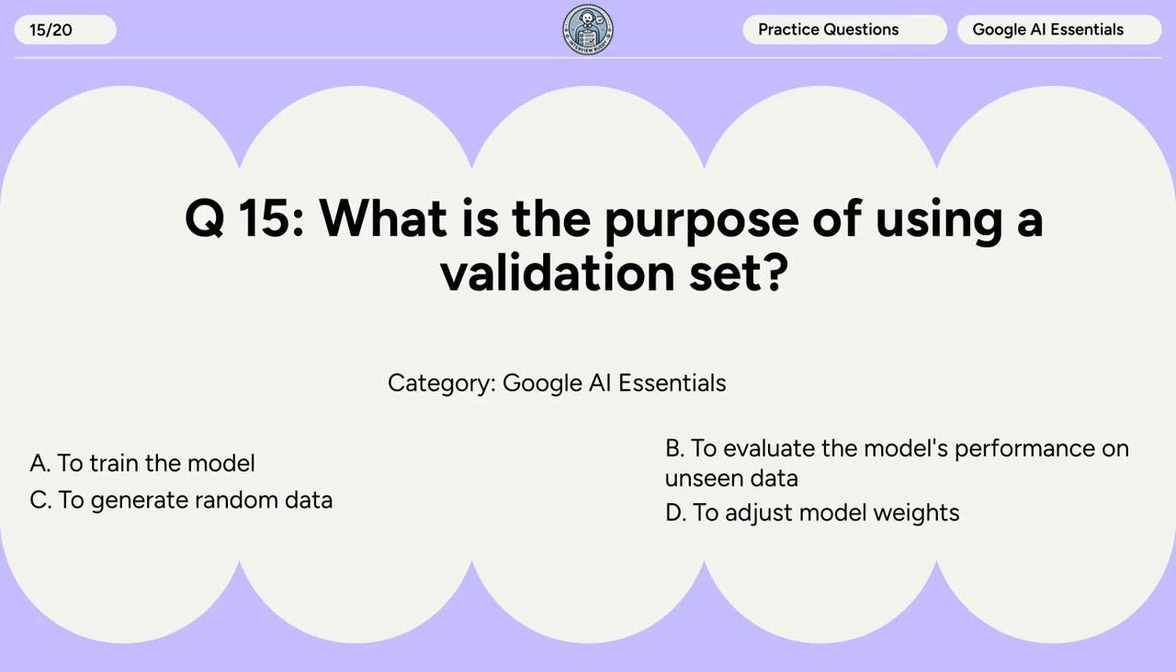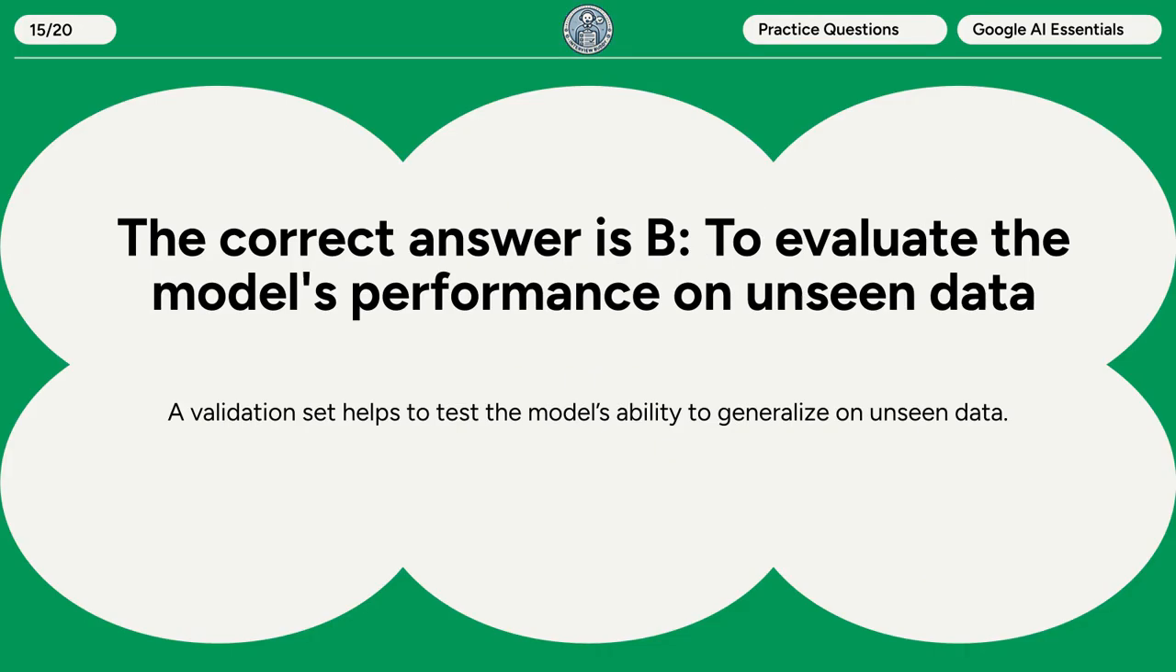Question 15. What is the purpose of using a validation set? A. To train the model. B. To evaluate the model's performance on unseen data. C. To generate random data. D. To adjust model weights. The correct answer is B. To evaluate the model's performance on unseen data. A validation set helps to test the model's ability to generalize on unseen data.